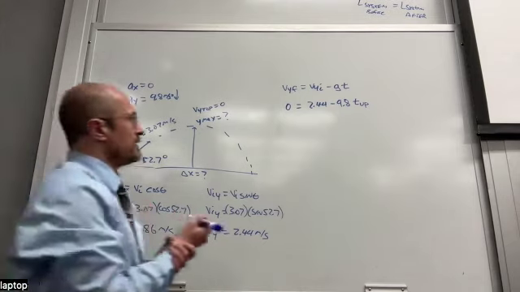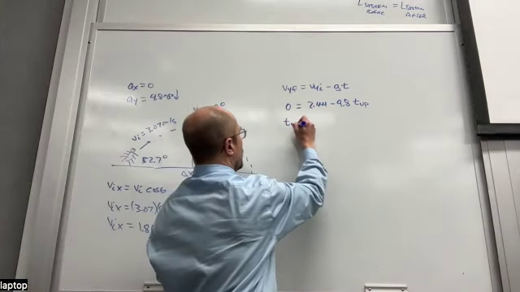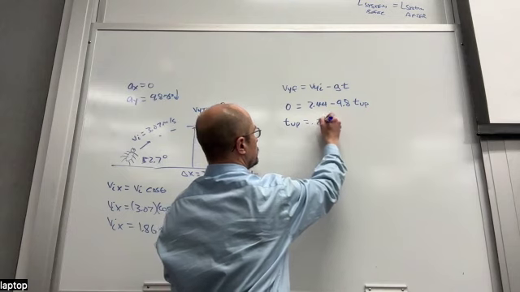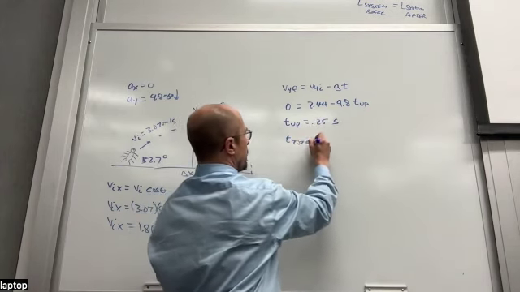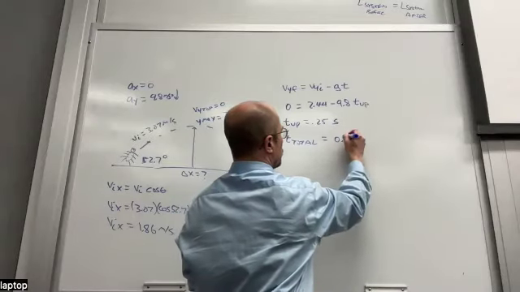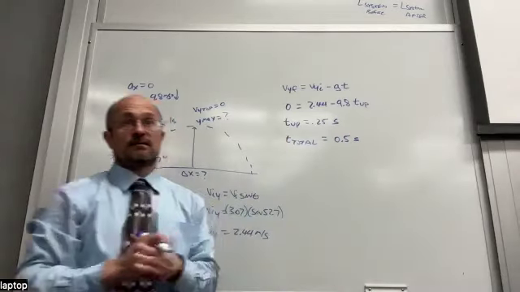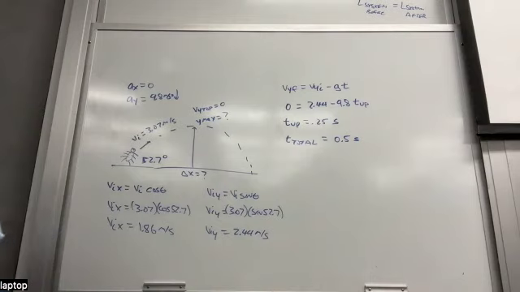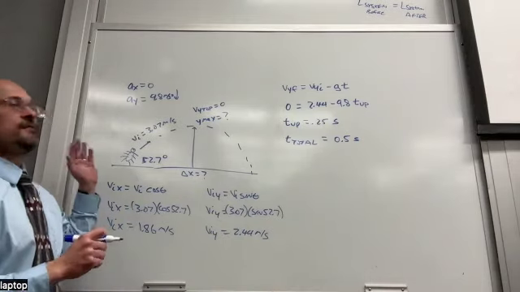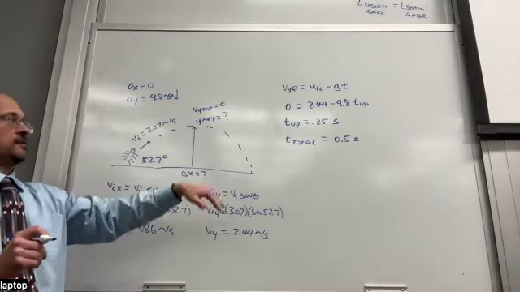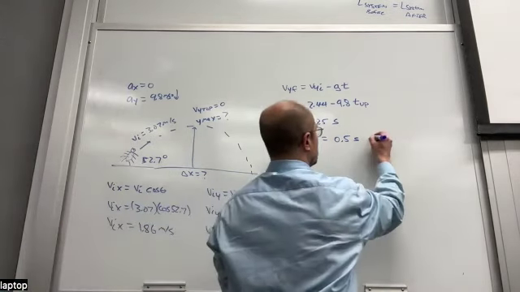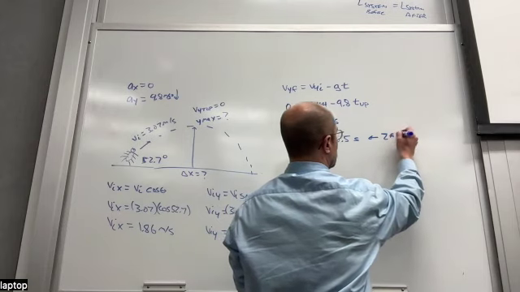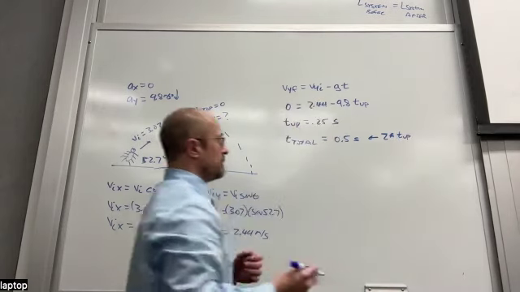So t up is equal to 0.25 seconds, which means that t total is 0.5 seconds because of symmetry. If the bug launches from a cliff or something, then we would have to solve for t down. But because of symmetry, t total is equal to 2 times t up.